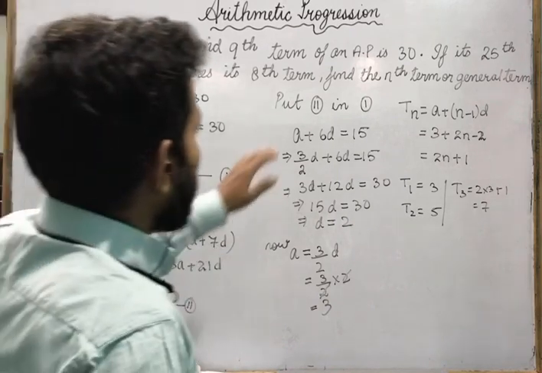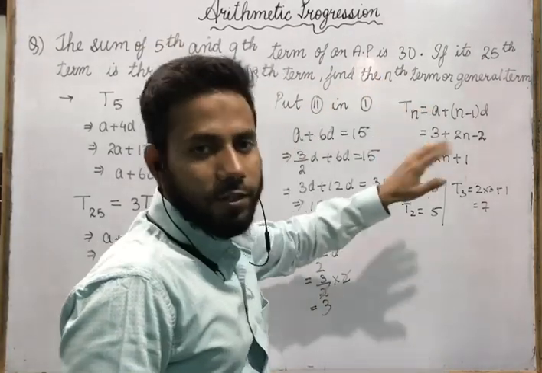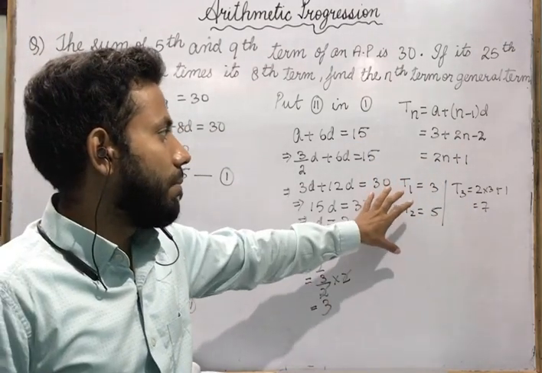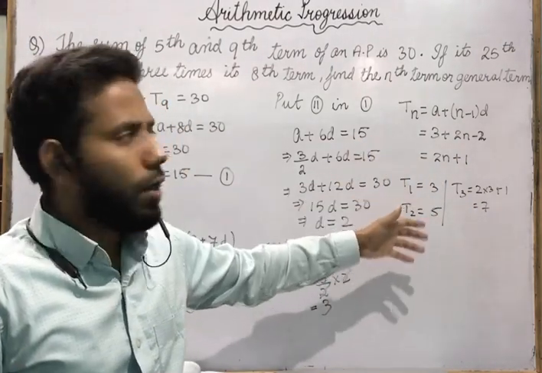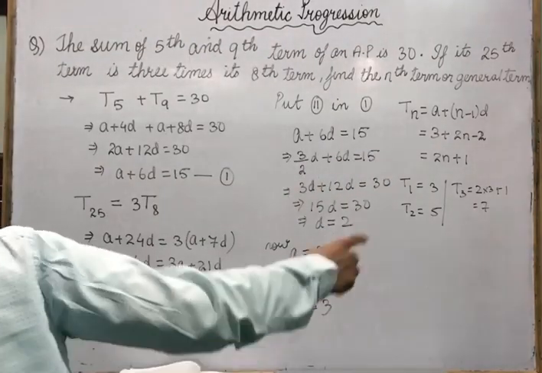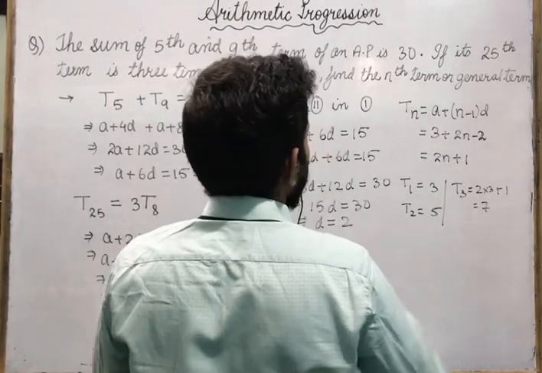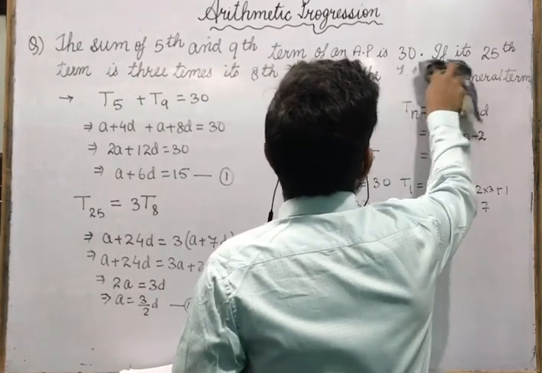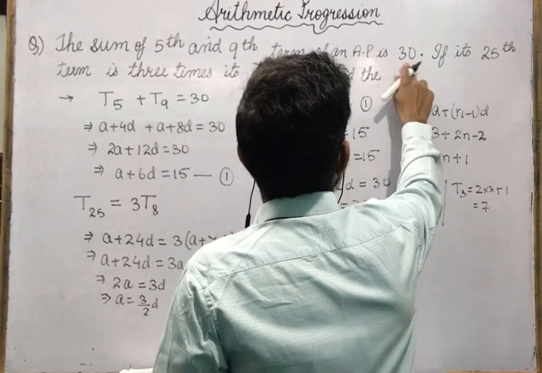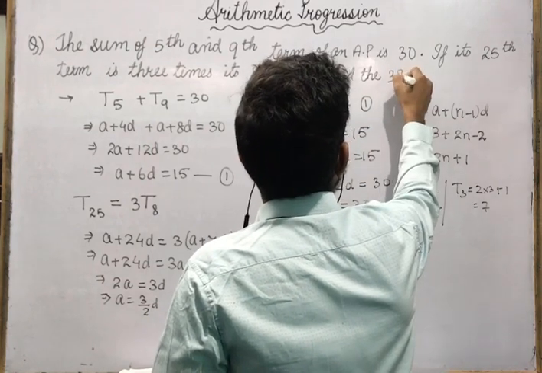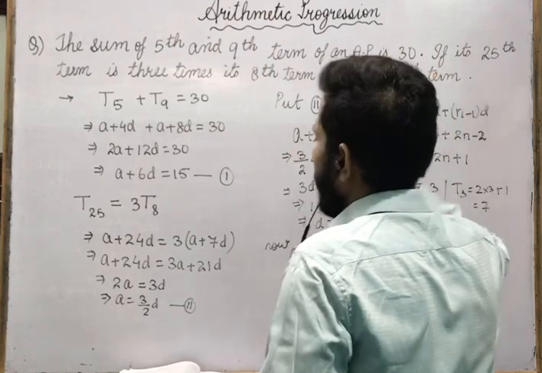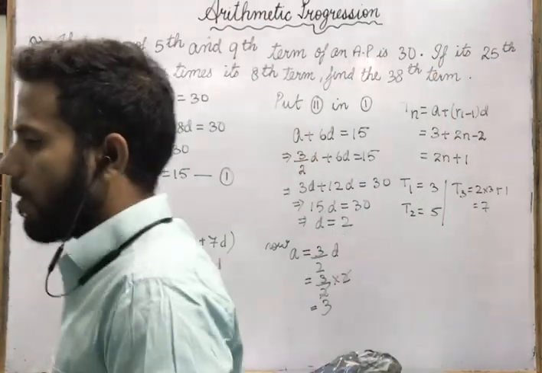So this was find the nth term or general term. This is how you will find the nth term or the general term of an AP if it is asked. Now, for example, suppose it was not given to find the general term. Instead it is written: find the 38th term. It would have given find the 38th term. Nowhere it was given find the general term.